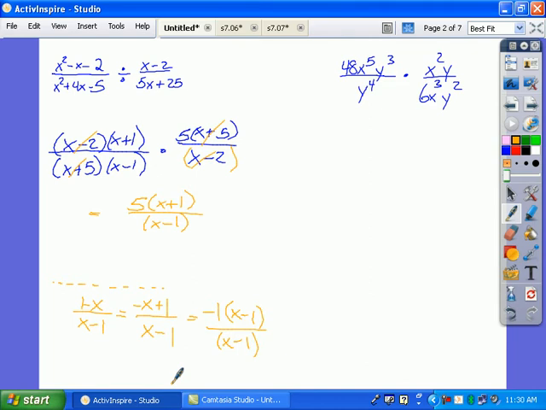Okay, so this is something that you're going to be asked to do in pre-calculus. At this level, I don't expect you to be able to do it. I do expect you to be able to see what's going on there, though.